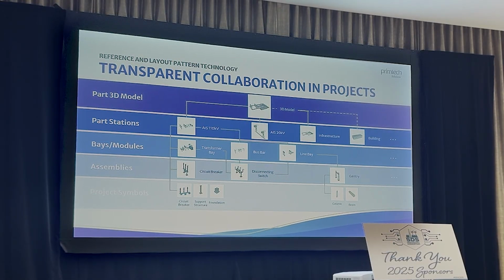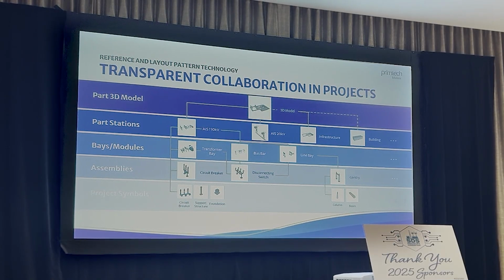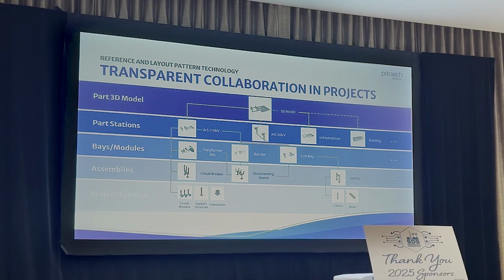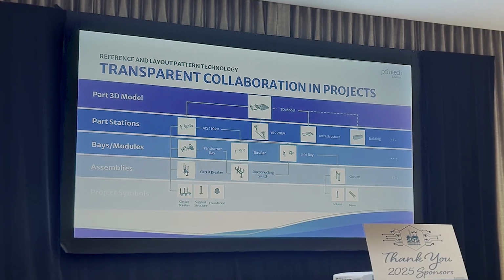I might separate it up so different people can work on it. That would be a part station, like the 115 kV portion or 25. And all these lump into that top level 3D model. So almost no work actually happens at that top level.